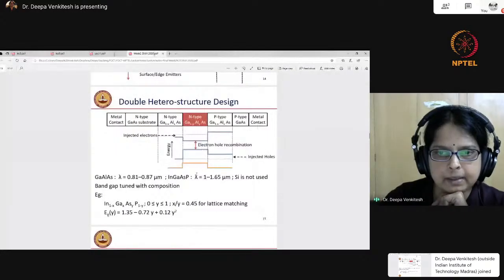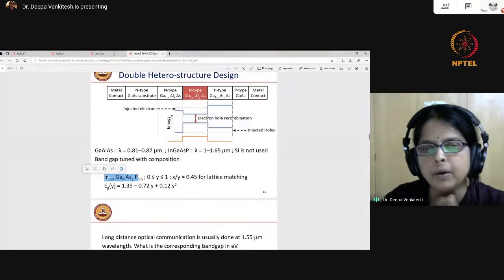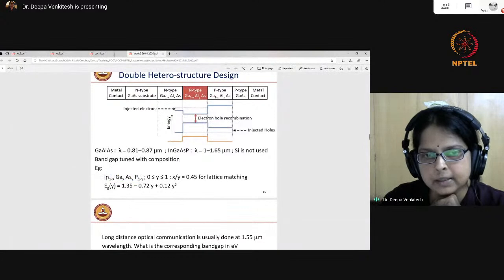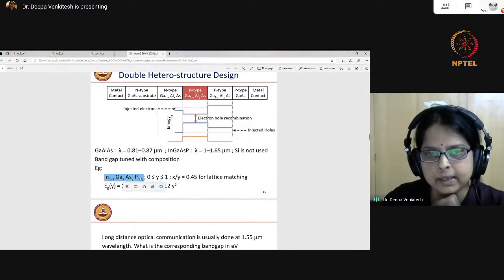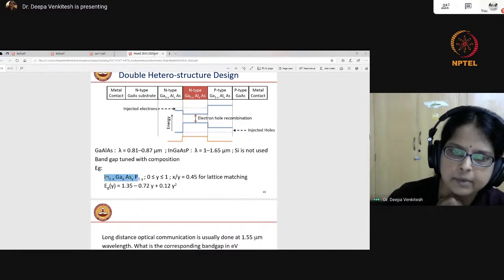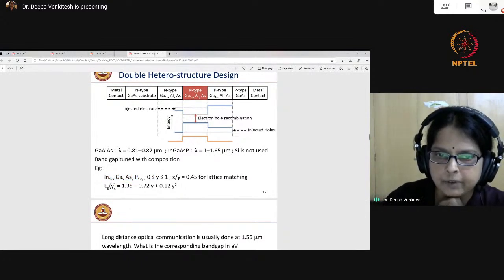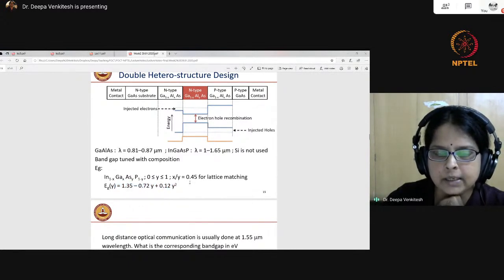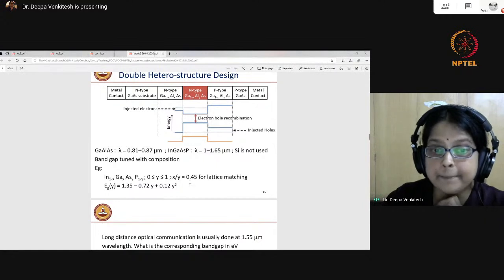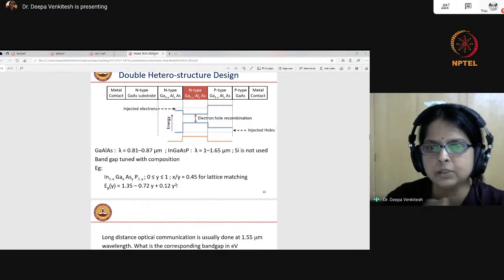for example, indium gallium arsenide phosphide. This is a compound semiconductor. This is a compound made of 4 elements. You have indium, you have gallium, you have arsenic, and you have phosphorus. Now, in this compound semiconductor, this formula that you see on my screen is actually something that came up as an empirical formula. I'm not sure whether anybody can derive these formulas. I mean, there's no analytical derivation.